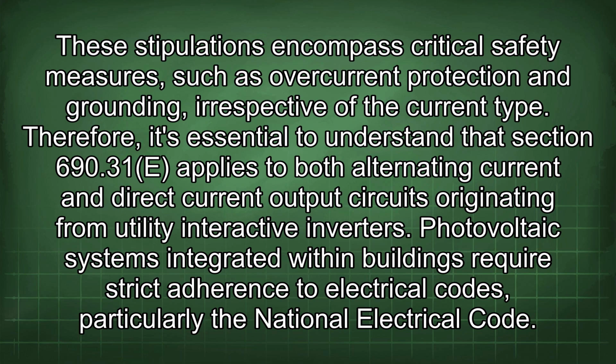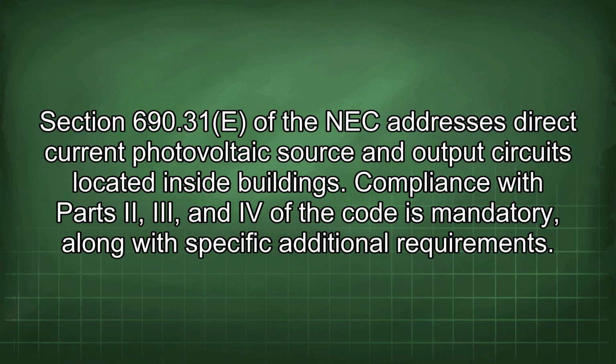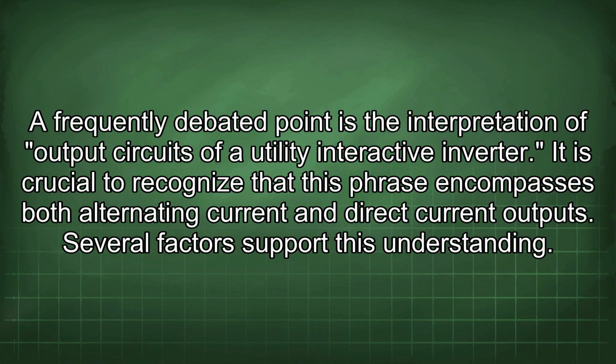Photovoltaic systems integrated within buildings require strict adherence to electrical codes, particularly the National Electrical Code. Section 690.31 of the NEC addresses direct current photovoltaic source and output circuits located inside buildings. Compliance with parts II, III, and IV of the Code is mandatory, along with specific additional requirements. A frequently debated point is the interpretation of output circuits of a utility interactive inverter. It is crucial to recognize that this phrase encompasses both alternating current and direct current outputs.